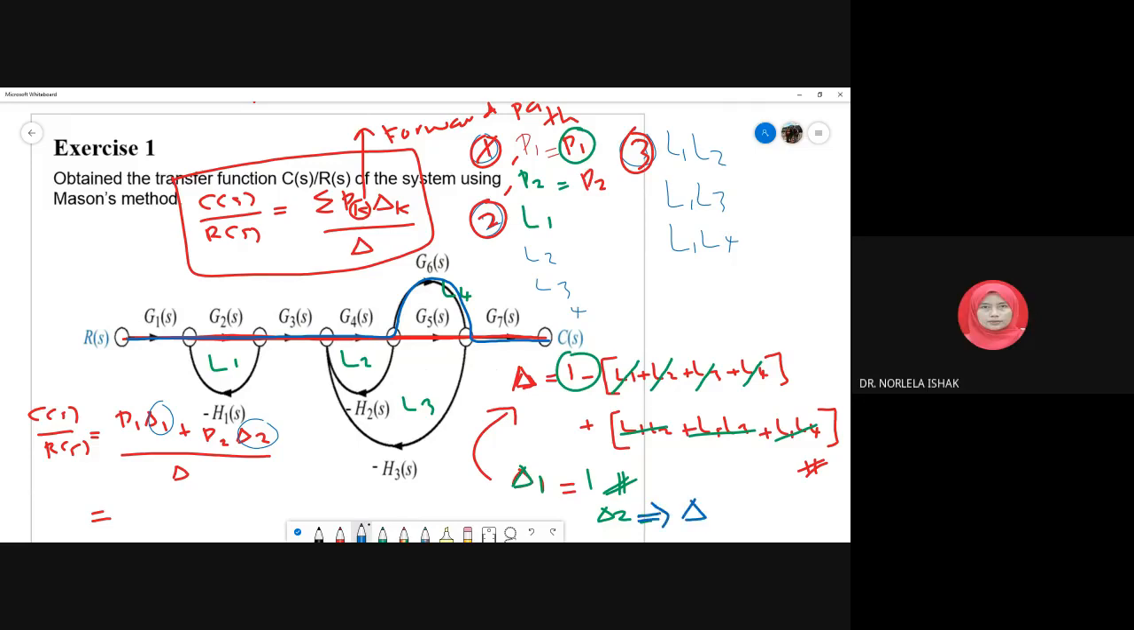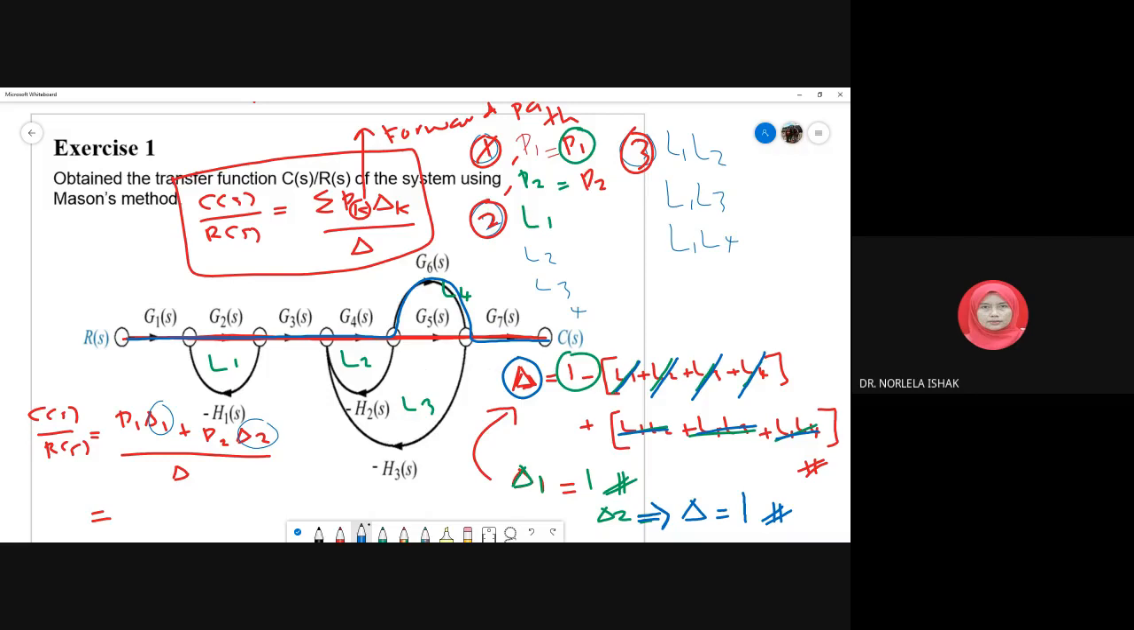We refer back to our determinant. Any loop touching P2, you have to cancel. So L1 touching, cancel. L2 touching, L3 touching, L4 touching. Here also there is L1, and here also. So it equals 1. Okay, that is the way to define cofactor 1 and cofactor number 2.